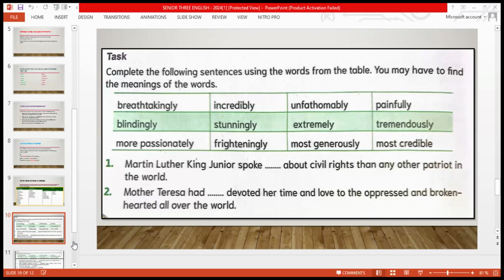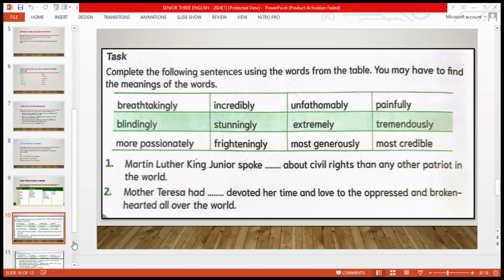Okay, number two, anyone willing to do number two for us? Please raise your hand if you can answer number two. Mother Teresa had devoted her time and love to the oppressed and brokenhearted all over the world. Which of these adverbs of degree do you think will make it correct?